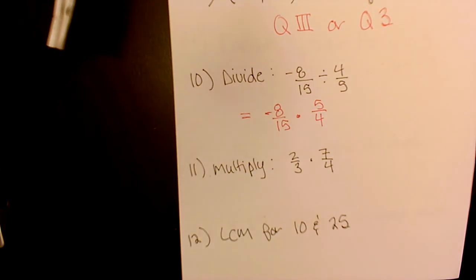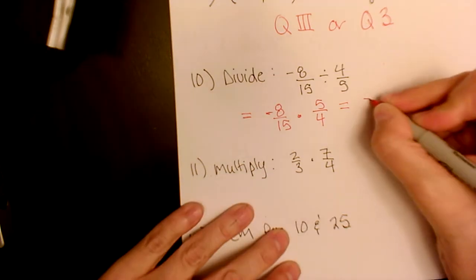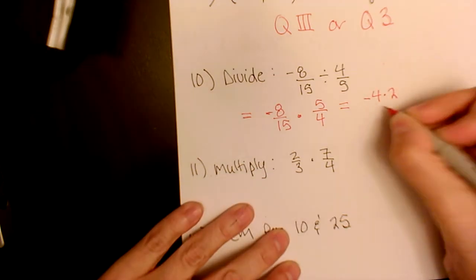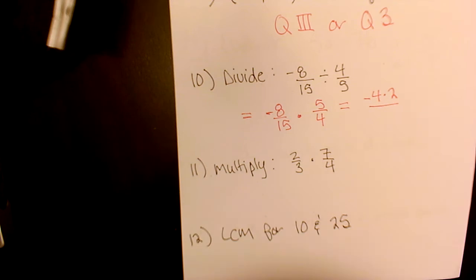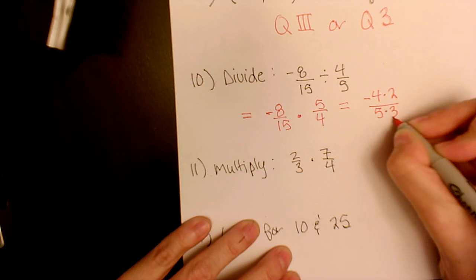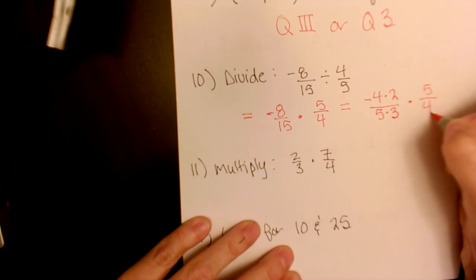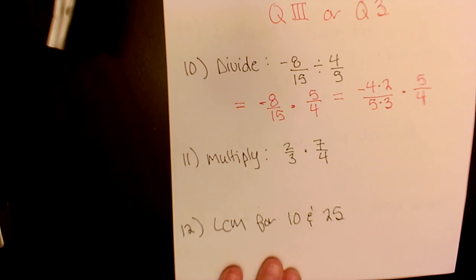And then you can multiply straight across, or we can see if we can, let's break this down by factors. So negative 8, what times what is 8? So that's negative 4 times 2. And 15, two numbers that multiply to give me 15. I want to say 5 times 3. And I'm going to leave the 5 over the 4.